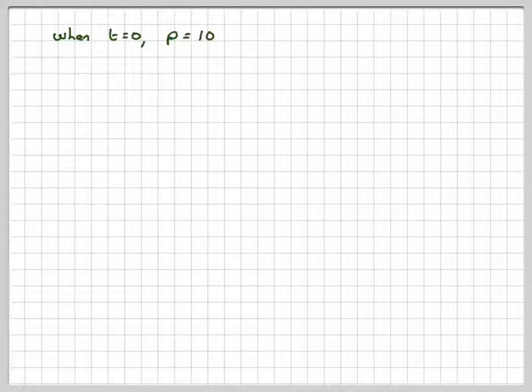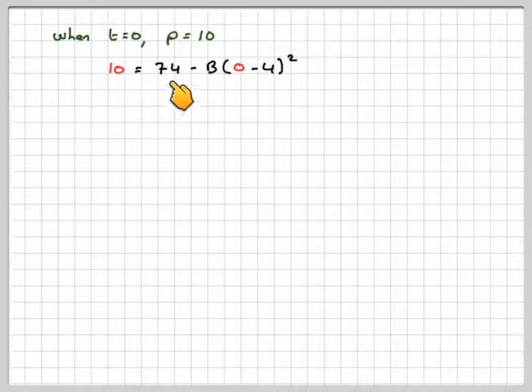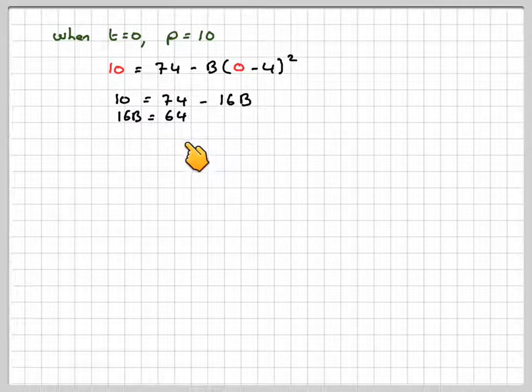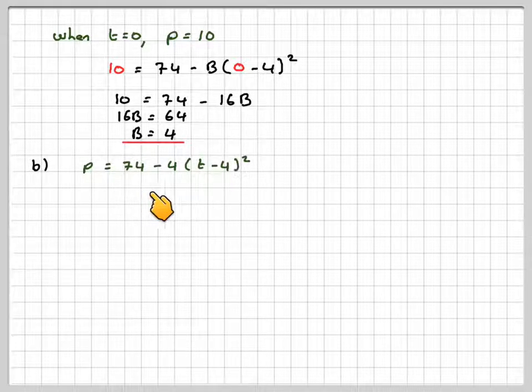Right, when T is equal to 0 and P is 10, this will allow us to find B. We've got 10, and our value of A is now 74, minus B × (0 − 4)². Minus 4 squared is 16, so we've got 10 = 74 − 16B. 16B will be equal to 74 − 10, which is 64, and therefore B is equal to 4. So our model is P = 74 − 4(T − 4)².